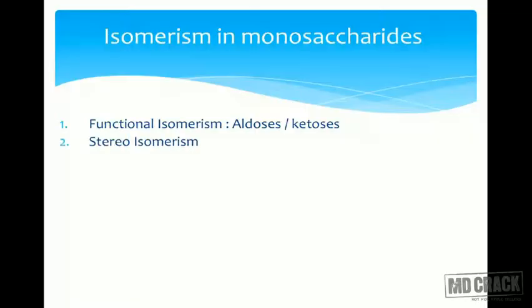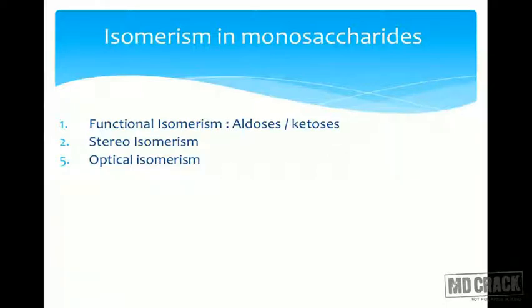Now, the other type of isomerism that can be seen in monosaccharides is stereoisomerism. What do you mean by stereo? Stereo means position. So, in stereoisomerism, it all depends upon the position of groups around the carbon atom. I'll be talking more about this. Another type of isomerism that is possible in monosaccharides is called optical isomerism. Optical isomerism is basically a way by which we can see whether a solution of monosaccharide will rotate plane polarized light to the right or to the left.